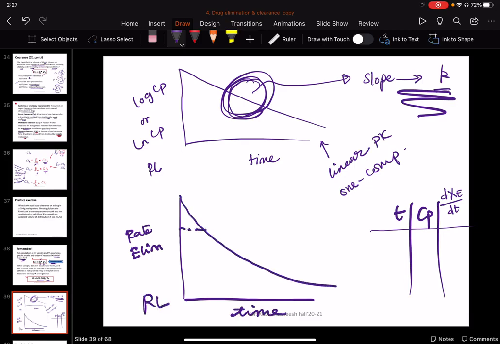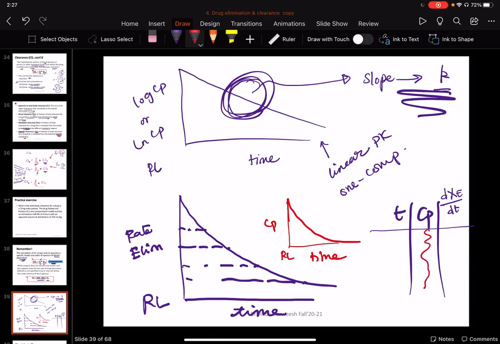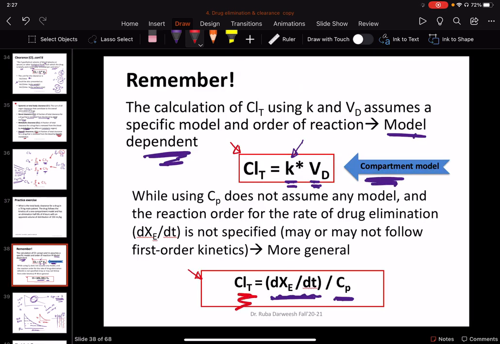So I have different time points and different rates of elimination at different time points, right? Again, if it's linear kinetics, it will show me this profile. If it's not, it will show me a different profile. But if we are talking about concentration in the plasma, again, it will show me this profile if we are talking about one compartment linear, but it may show me something different if not. So I'm taking this and this to determine the clearance according to this definition.